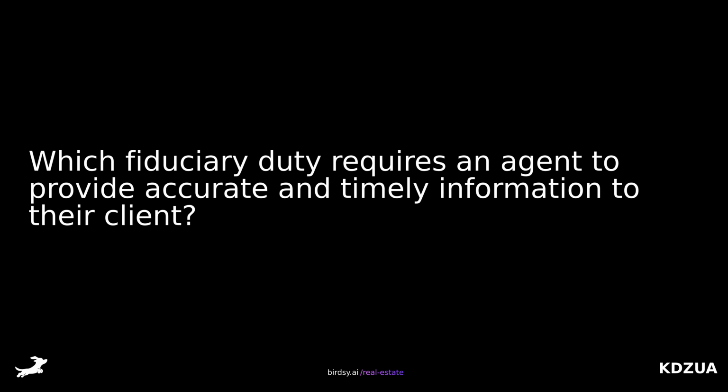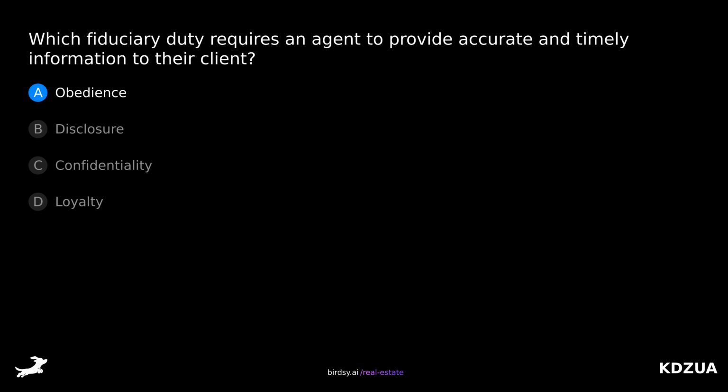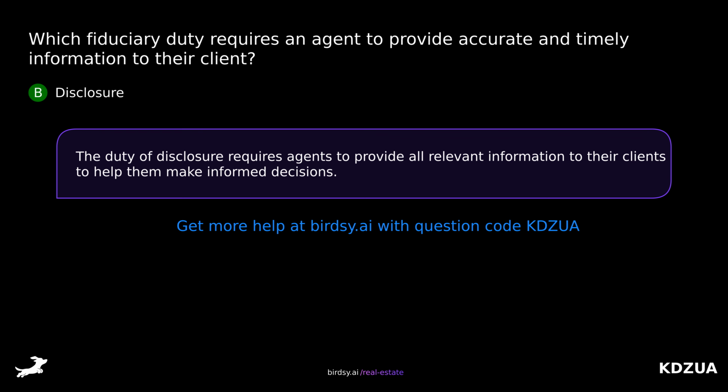Which fiduciary duty requires an agent to provide accurate and timely information to their client? Is it A, obedience, B, disclosure, C, confidentiality, or D, loyalty? The answer is B, disclosure. The duty of disclosure requires agents to provide all relevant information to their clients to help them make informed decisions.